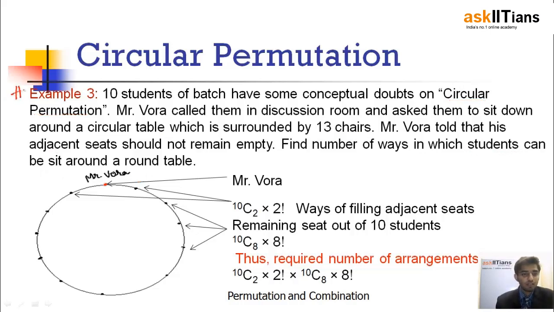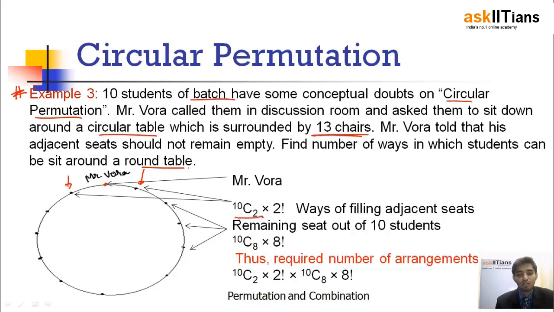Let us consider a different example. 10 students of a batch have conceptual doubts in circular permutations. Now Mr. Vora called them in a discussion room and asked them to sit around a circular table which is surrounded by 13 chairs. Mr. Vora told that his adjacent seats should not remain empty. So if this is the position of Mr. Vora, there are 13 seats. Now these 2 seats should not remain empty. Find the number of ways in which students can sit around the round table. So there are 10 students.